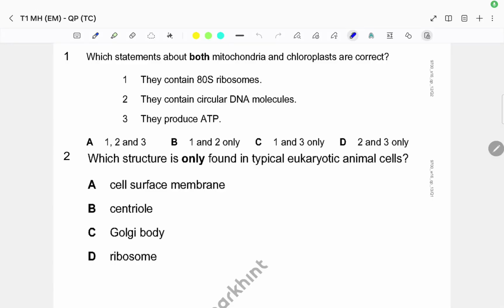Alright, so you can check your answer as we go along and add on notes wherever necessary. For the first question, we are going to select which statements about both the mitochondria and the chloroplast are correct.